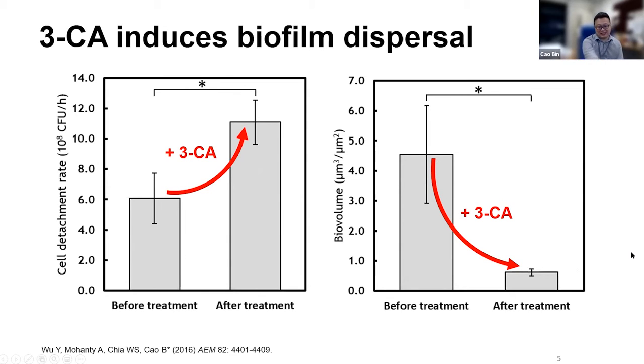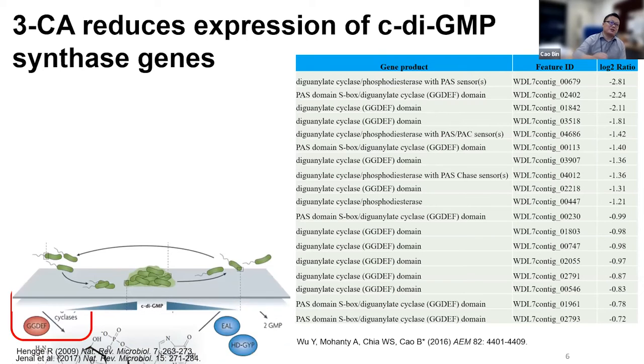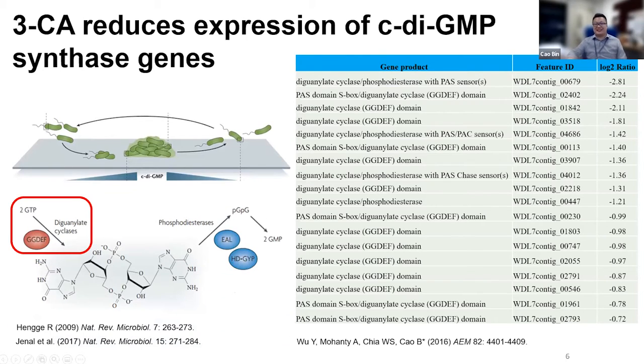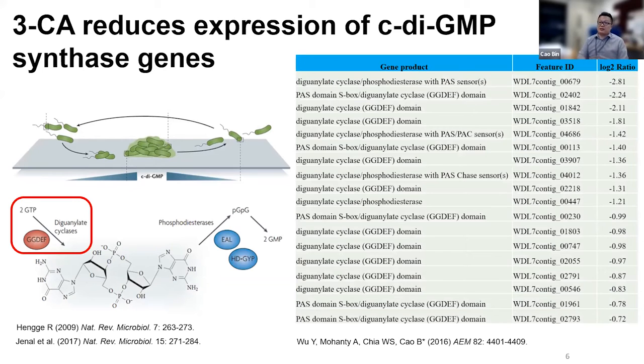Now, the question here is what happened? So we did a transcriptomic analysis, and we observed a list of downregulated genes, and many of them are involved in c-di-GMP synthesis. To biofilm researchers, I believe most of you are very familiar with c-di-GMP. Basically it's a signaling molecule. When the c-di-GMP level is low, biofilm formation will be reduced, or detachment will be increased. In this case, we have a lower expression of the c-di-GMP synthesis, that's the DGC activity, and then we quantified the c-di-GMP level, and indeed, we have a lower c-di-GMP level.